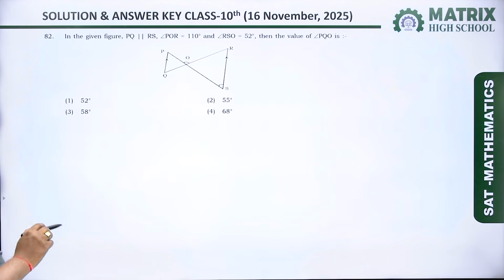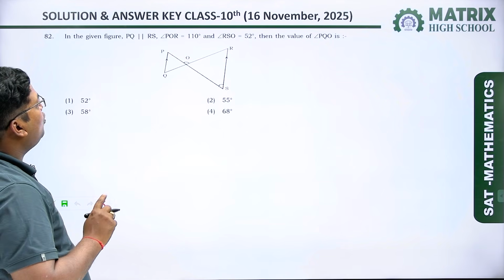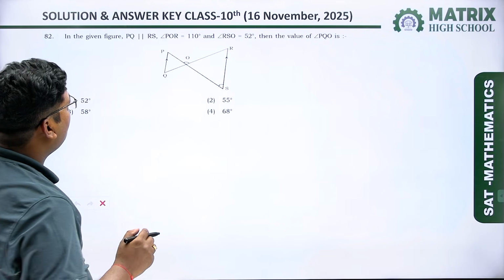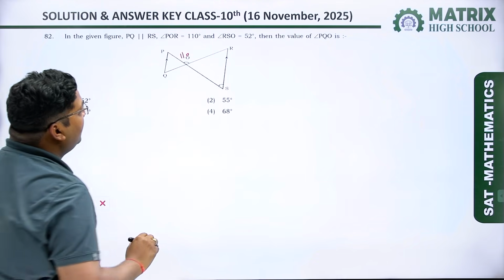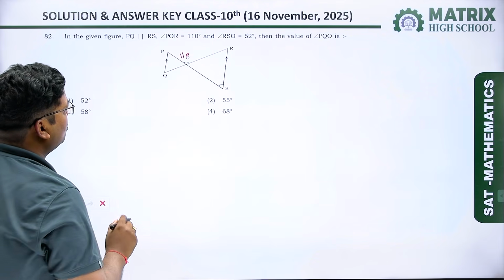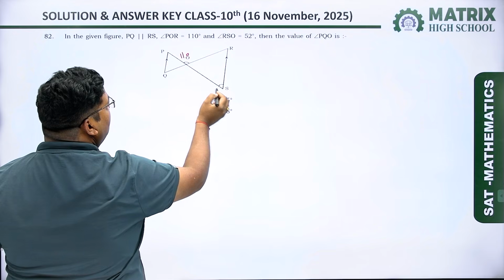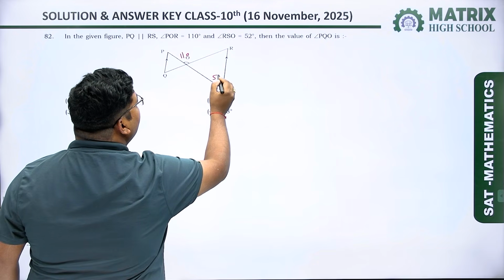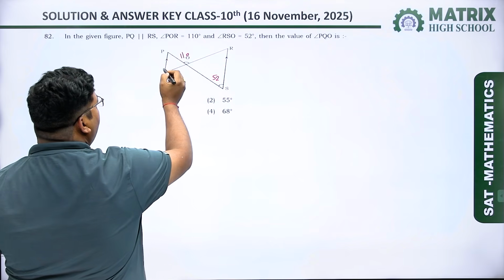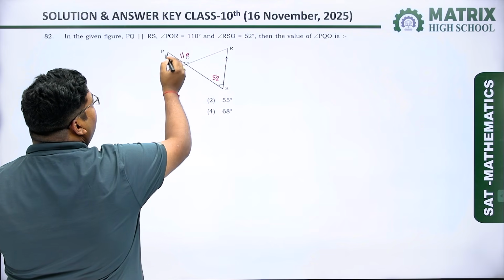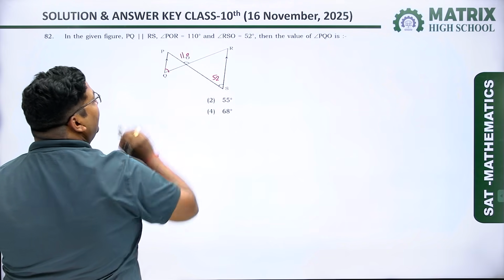Next question is, in the given figure, PQ is parallel to RS, angle POR, this angle, is given 110 degree, and angle RSO. So angle RSO, it means this angle is given 52 degree. Then the value of angle PQO. So the value of angle PQO, it means we have to find out this angle.